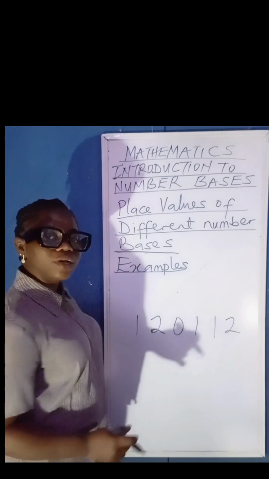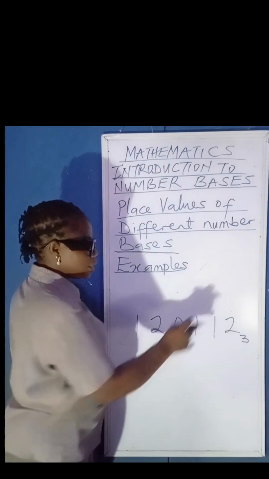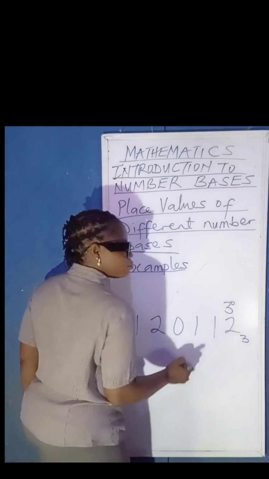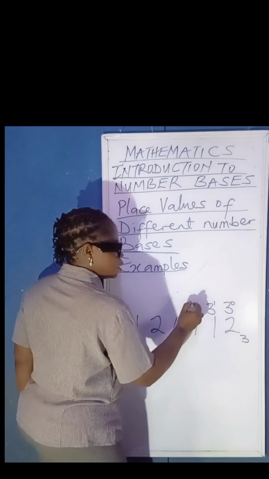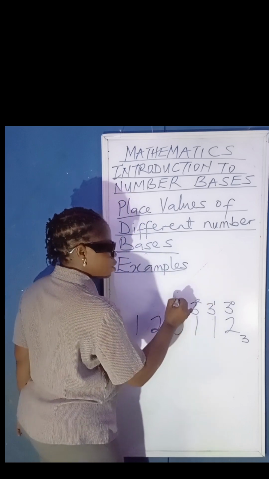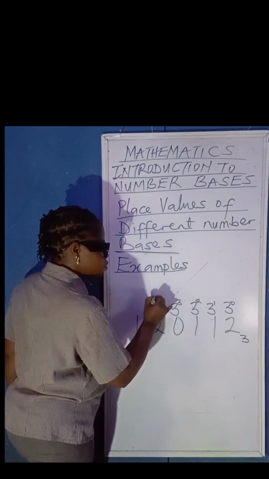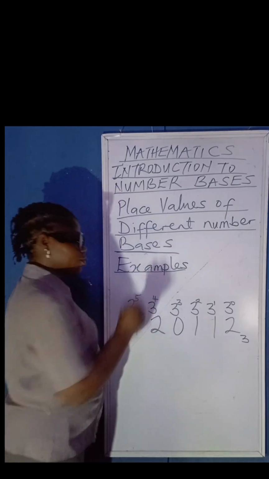To place value on it, because it's a number in base 3, the place value of the last digit will be 3 raised to power 0. The place value of this one will be 3 raised to power 1. The place value of this is 3 raised to power 2. The place value of this is 3 raised to power 3. The place value of this is 3 raised to power 4. The place value of this is 3 raised to power 5.